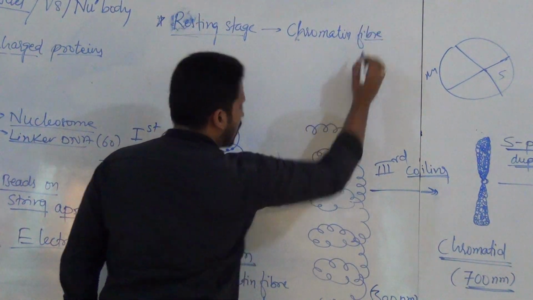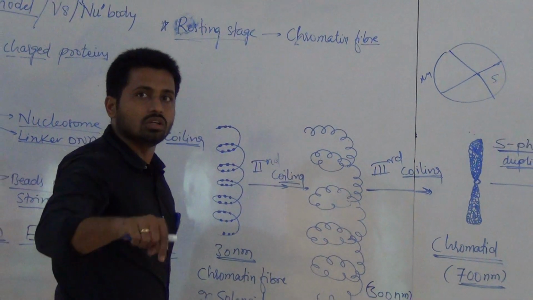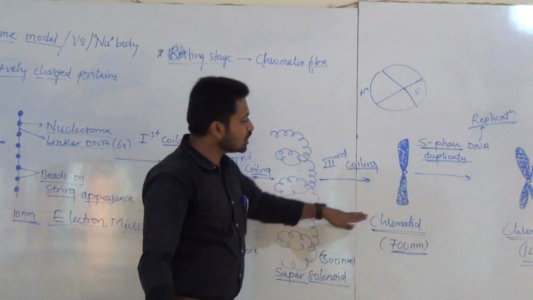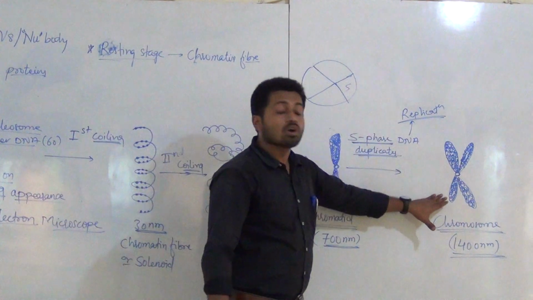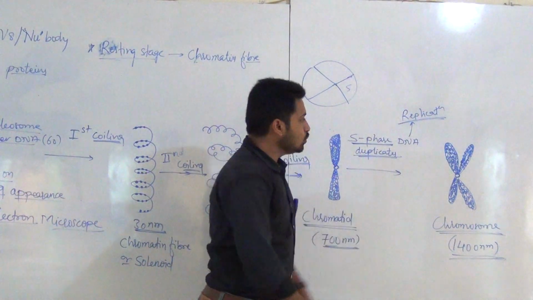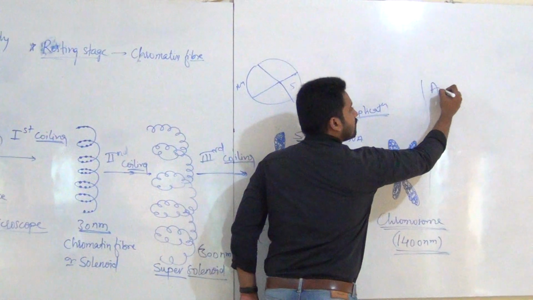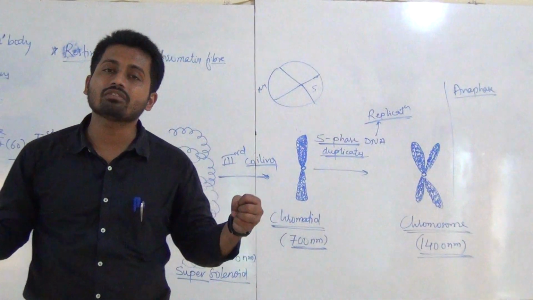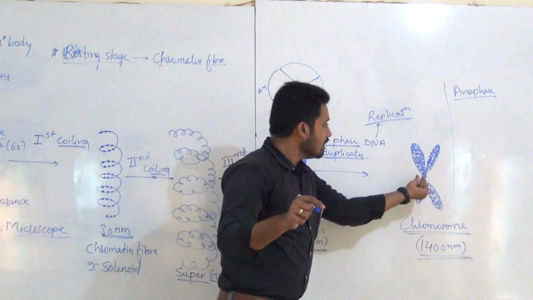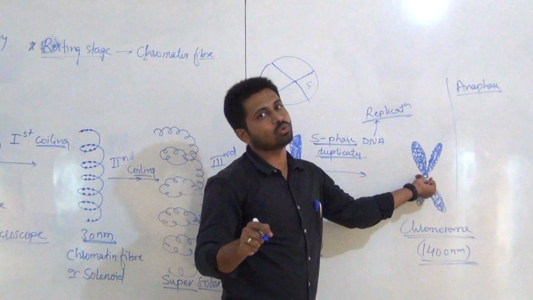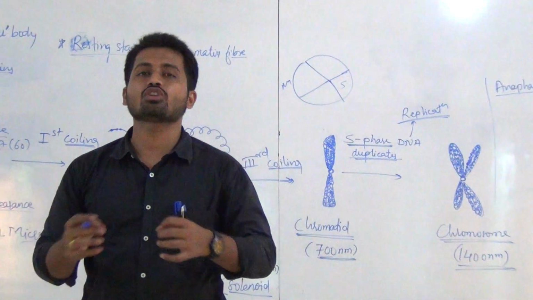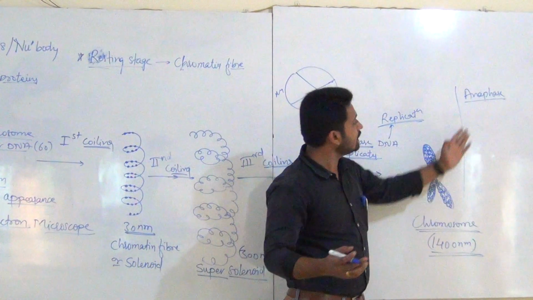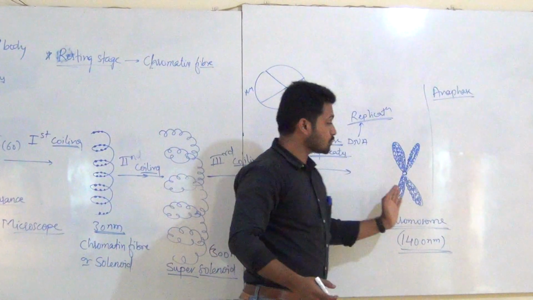Chromatin fiber or solenoid. But when it starts to divide, first it forms a supersolenoid, next it converts into a chromatid, then it converts into a chromosome. Finally, in anaphase, these two sister chromatids divide from each other by splitting the centromere, that you studied in the first year. These two sister chromatids divide from each other in anaphase. That is another part.